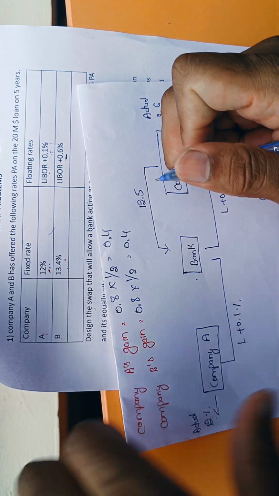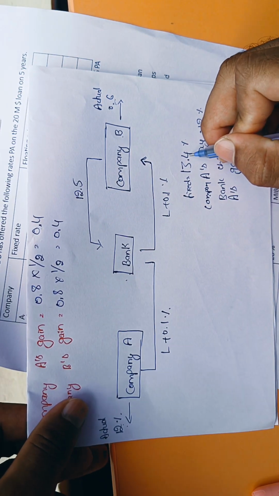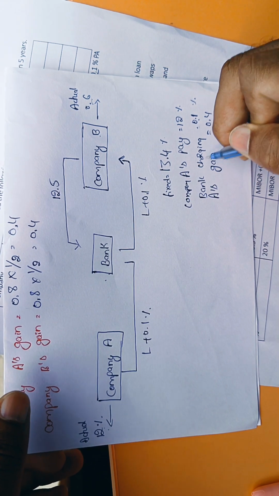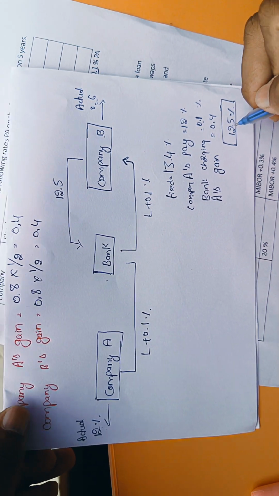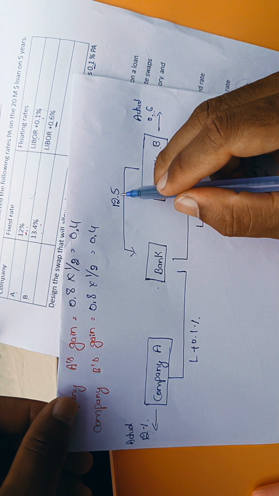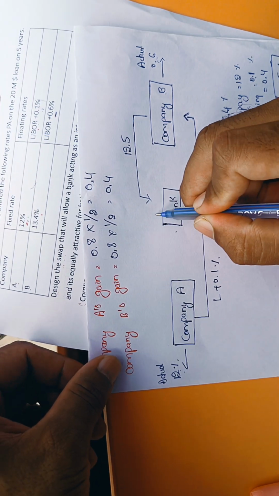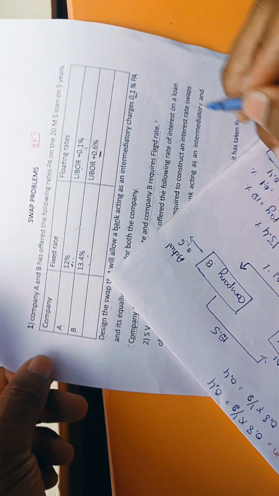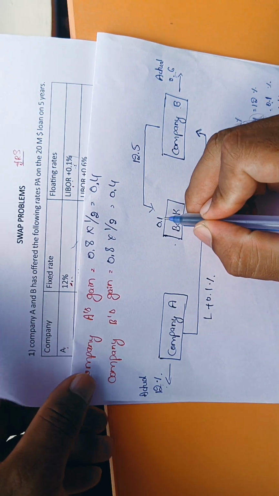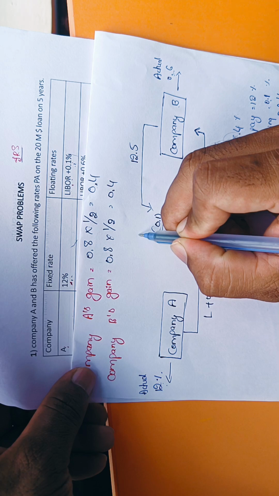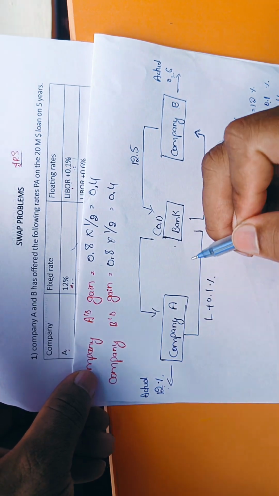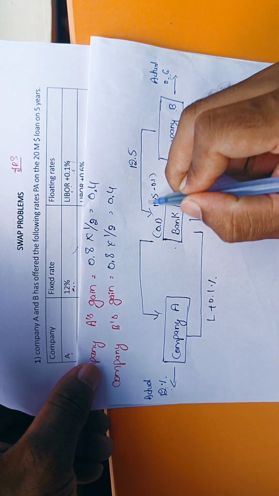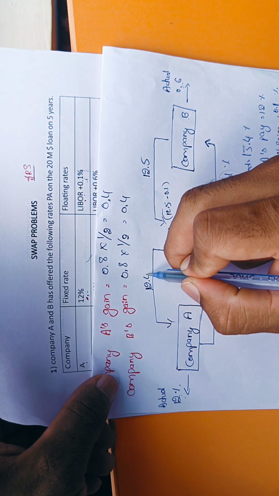How did we get this 12.5? Company B doesn't want to pay 13.4. Instead of that, company A pays 12. Company A's gain is 0.4. Charge is 0.1. Total we will get 12.5. That much is enough to pay for the bank. Then what will the bank do? Bank will keep 0.1% charge. Hope you understand. The charge is 0.1. After deducting this 0.1, bank will transfer to company A here 12.5 minus 0.1. It's nothing but 12.4.